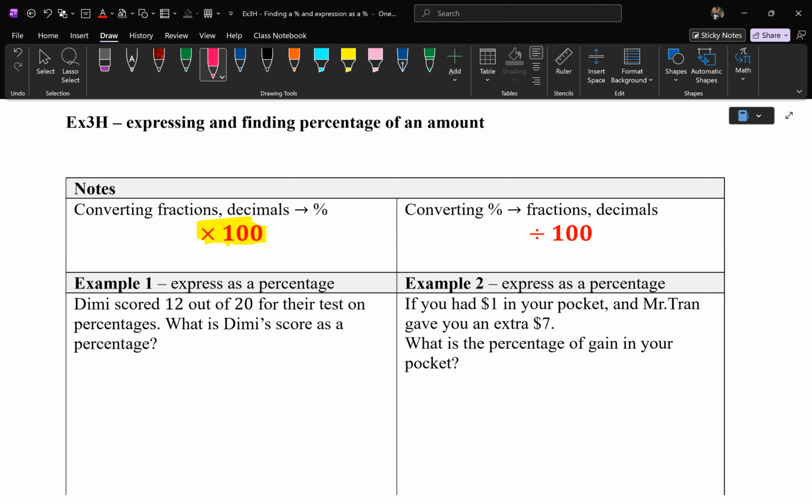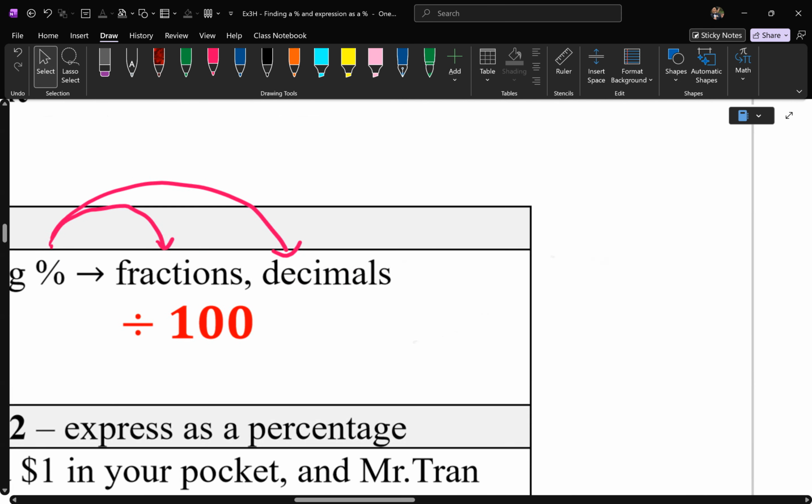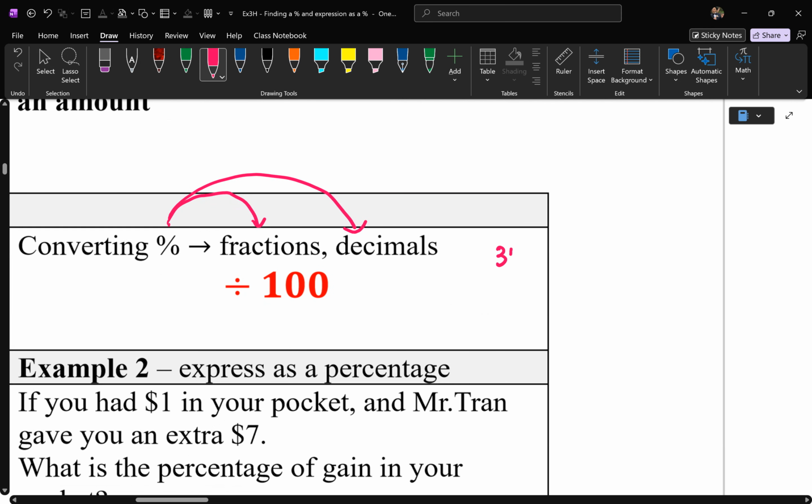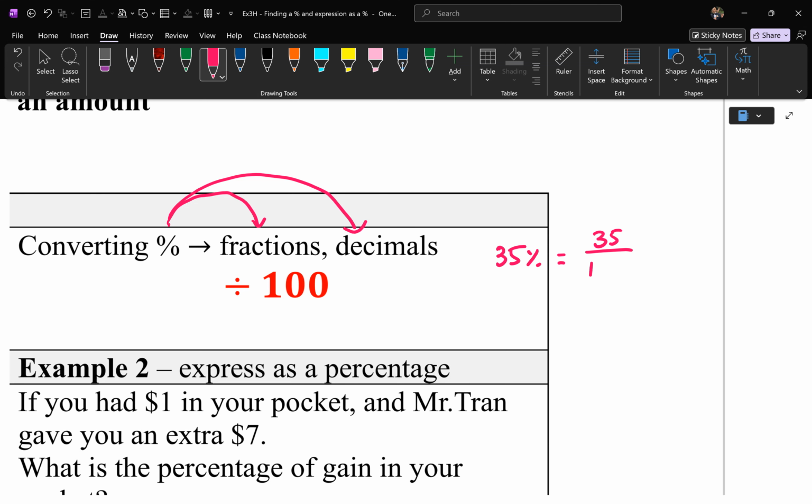Okay? Then this session is working with percentages going the other way. What if I want to convert percentages to a fraction or to a decimal? Then it's the other way, which means divide by 100. Why? Because when you say 35%, this literally means 35 out of 100. But that symbol in itself, 35 out of 100, actually just means 35 divide 100.